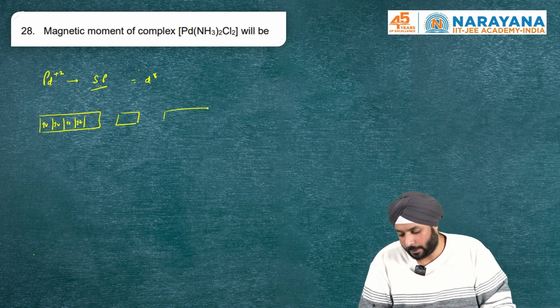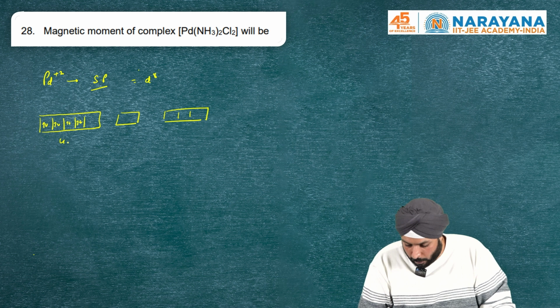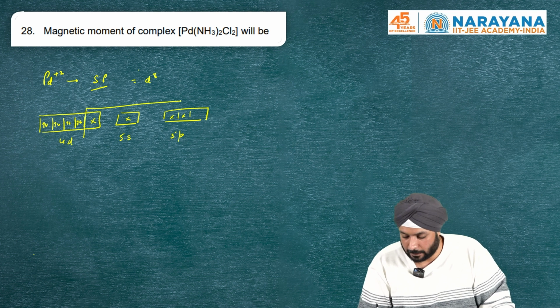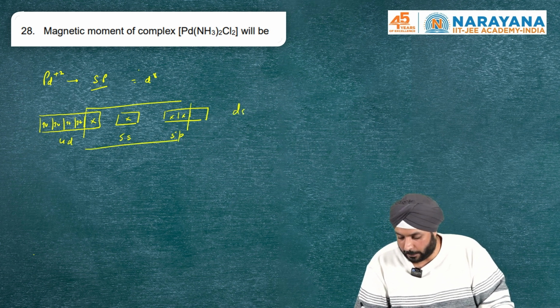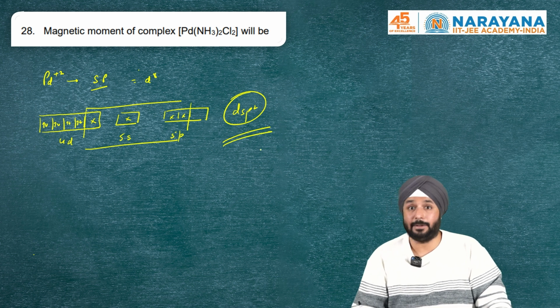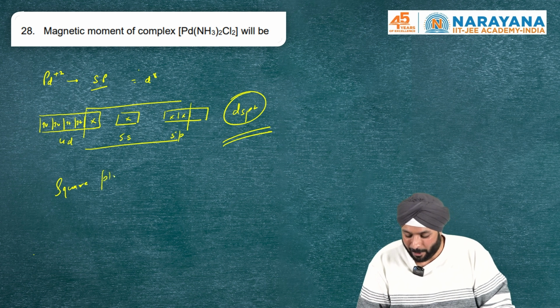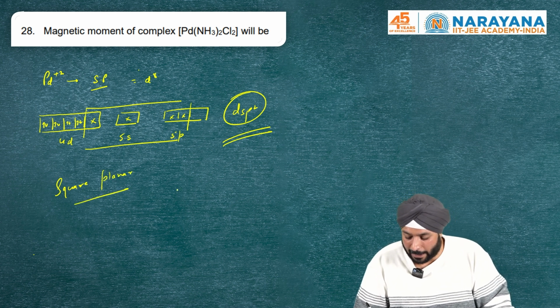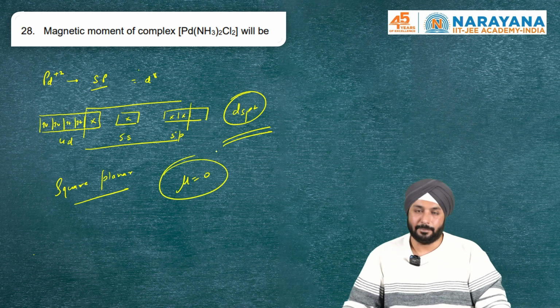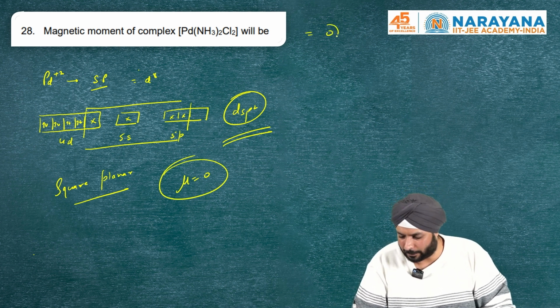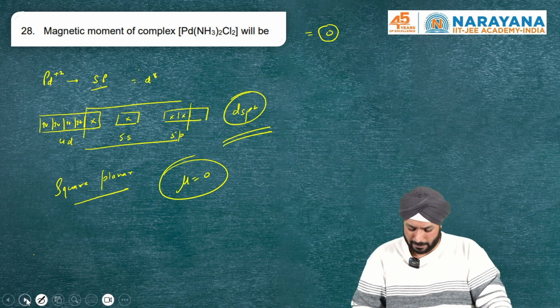And yes, one s orbital, the outermost p orbital. So this is your 4d, 5s, 5p. So the hybridization you will get is dsp2, right? Square planar complexes. This is square planar. All the electrons are paired up, so the magnetic moment is actually equal to 0, right? So the answer should be 0. Very simple question. Just look at the molecule and you can do it.